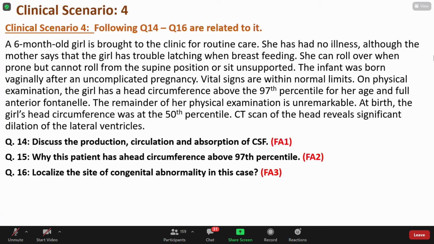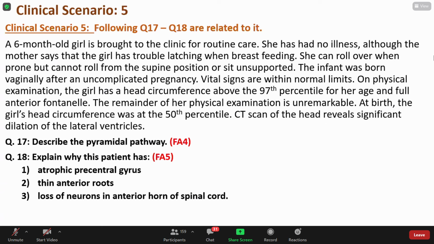If it's a mutation, then yes. Do you know the name of the gene? No problem, but yes, go ahead. Something, L1CM. Okay. We will move to the next scenario. Scenario 5, question number 17. FA4, please introduce yourself.